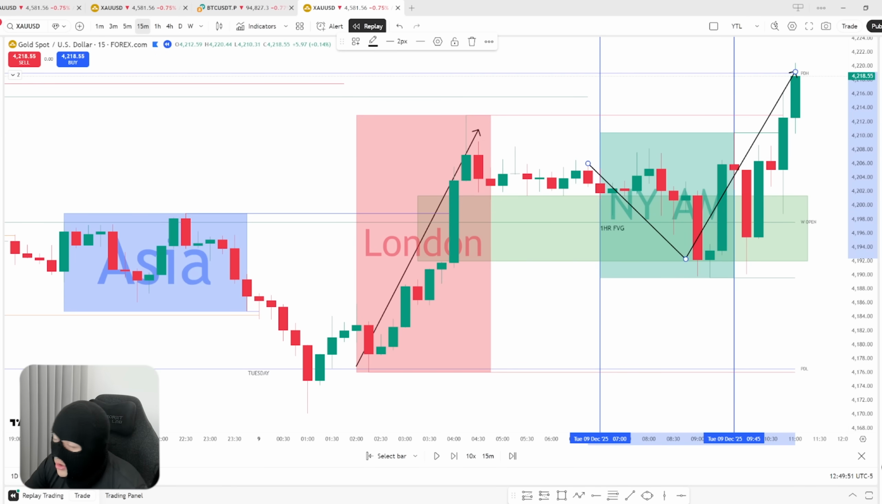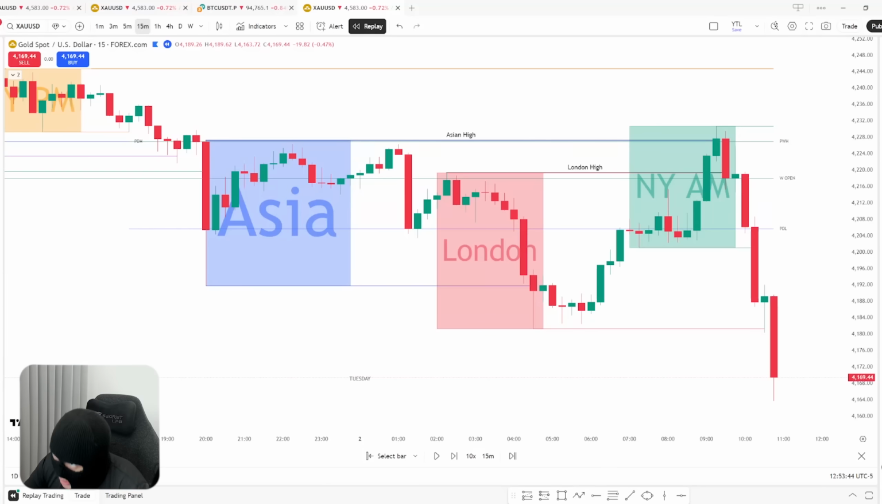That said, New York can also deliver reversals. If London's high or low is raided and you see a clean reversal signature, like a change of character, for example, that can signal a New York session reversal instead of a continuation. The key here is patience. Let New York show its intent first.